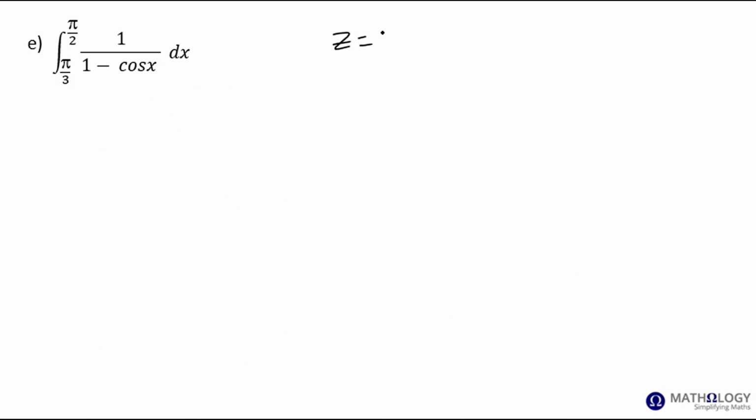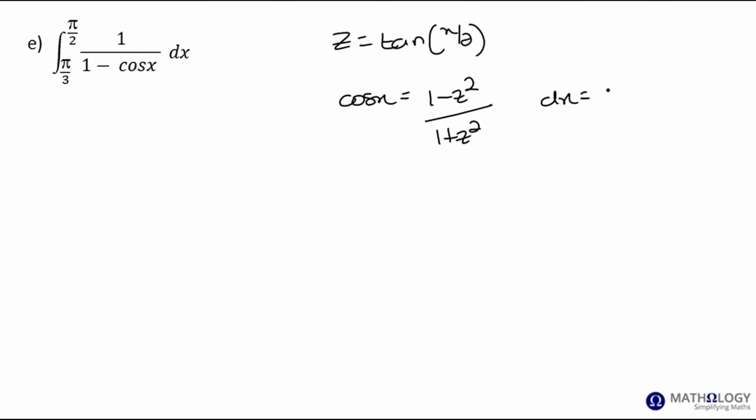So z equals tan x over 2, cos x equals 1 minus z squared over 1 plus z squared, and dx equals 2 over 1 plus z squared dz. And the limit of integration would be x equals pi over 3 to x equals pi over 2.